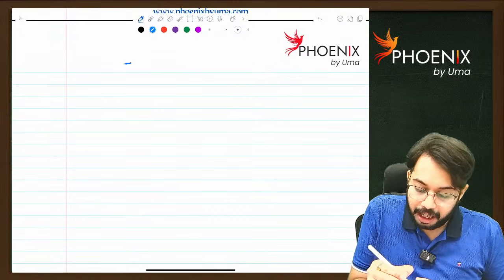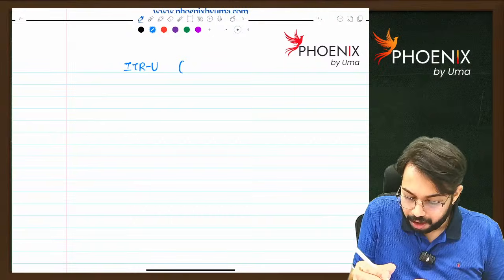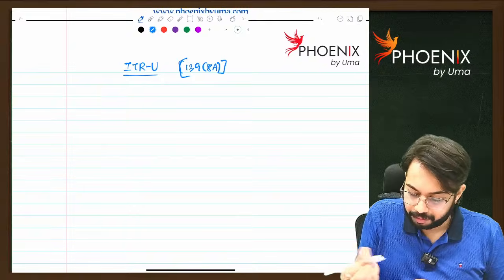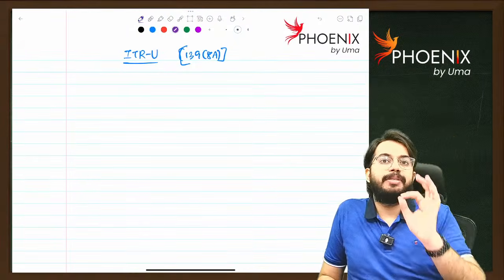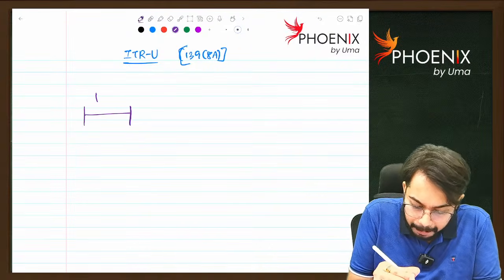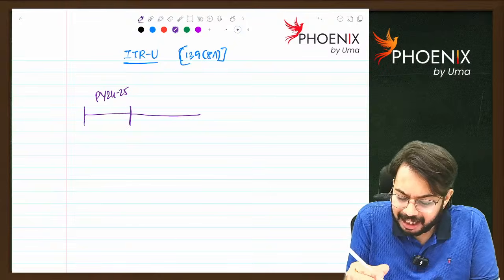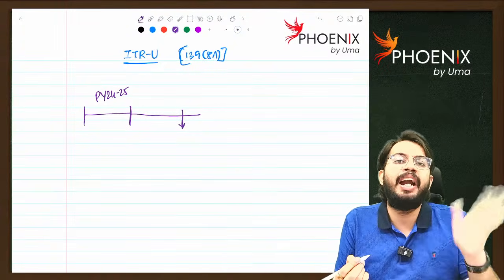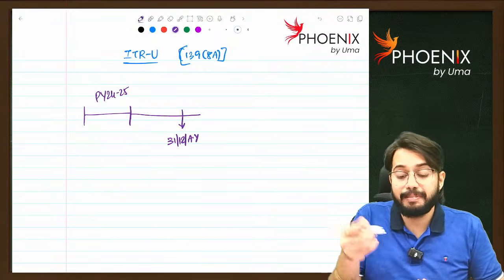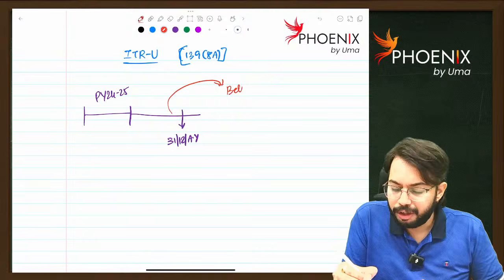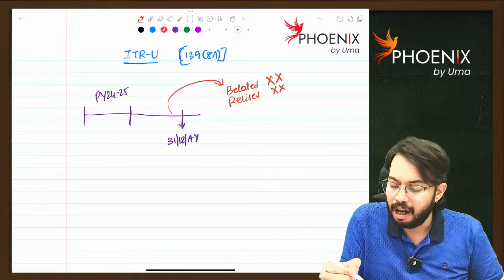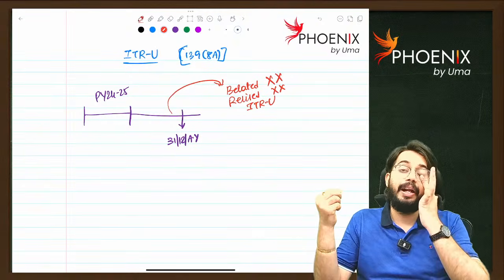Now, ITR-U, section 139(8A). See, maximum you can file a belated return up to 31st December of the assessment year. Am I correct? Let's say previous year 24-25. What is the maximum time available to file ITR of 24-25? 31st December of the assessment year. After 31st December of the assessment year, can you file a belated return? You cannot. Can you file a revised return? You cannot file a revised return, but you can file an ITR updated return.